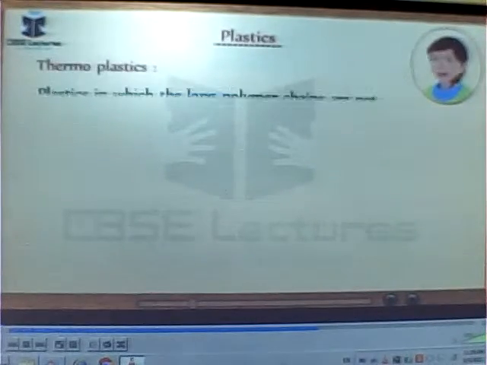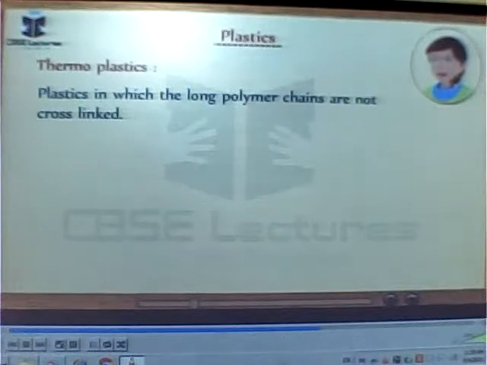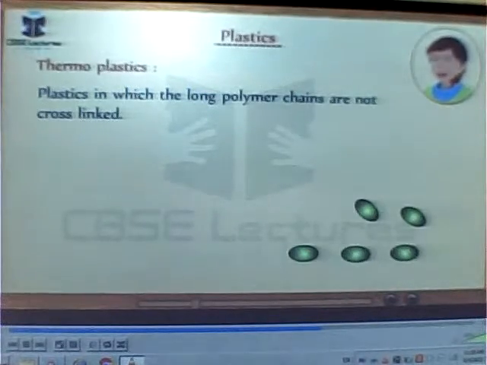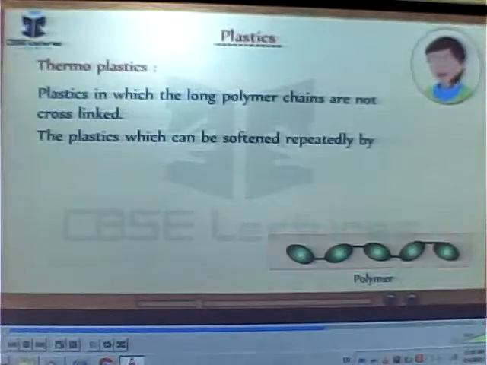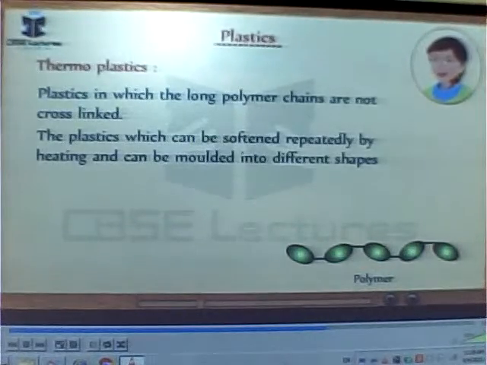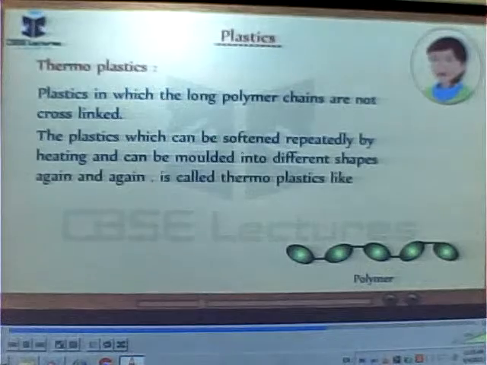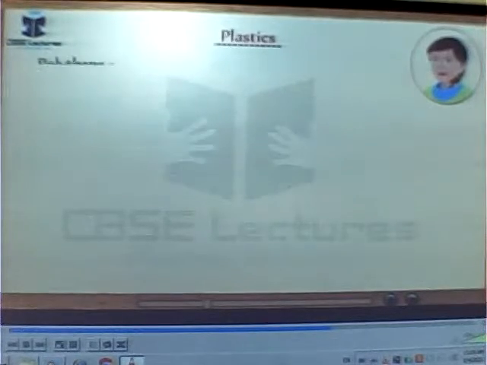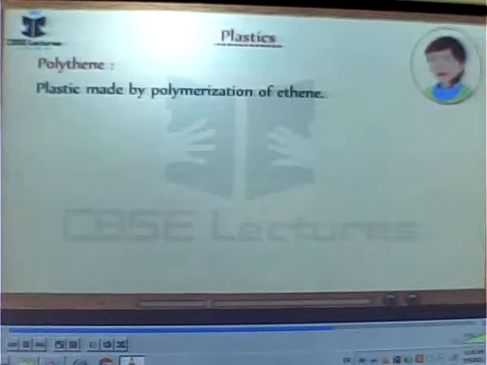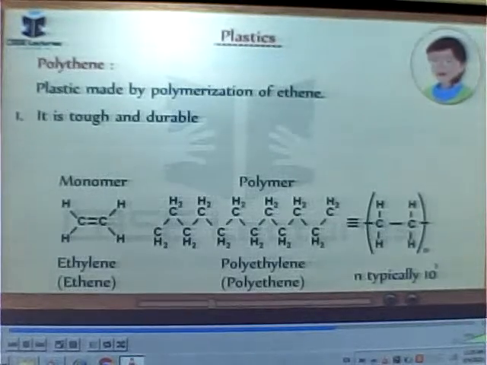Thermoplastic: plastic in which the long polymer chains are not cross-linked. The plastics which can be softened repeatedly by heating and can be molded into different shapes again and again are called thermoplastics, like polythene and polyvinyl chloride. Polythene: it is a plastic made by polymerization of ethene. It is tough and durable.